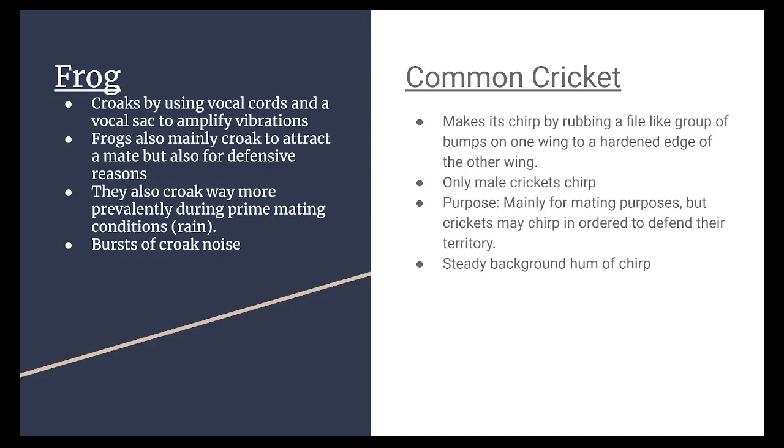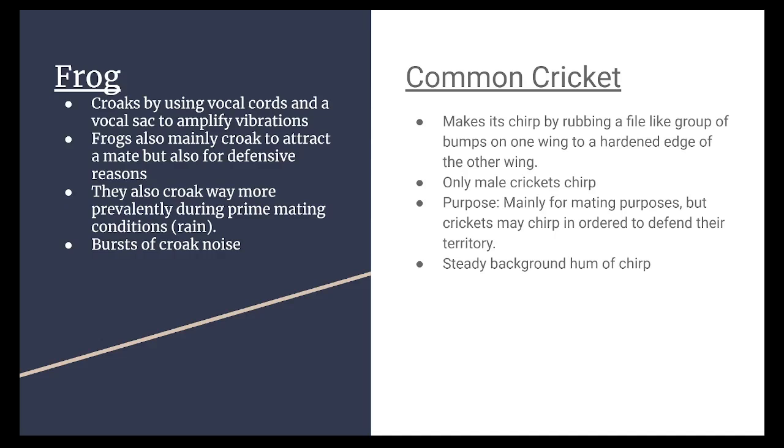And when it's raining, when it's a thunderstorm, and you hear a bunch of frogs outside in your backyard, there's a reason for that, and that's because during a rain or a thunderstorm, it's actually prime mating conditions for females to lay eggs. So frogs are trying to get a chance to mate, so they croak the loudest when it rains. And as I said, you can hear the croak in kind of bursts of croak noise, like croak, croak, croak, almost in bursts.